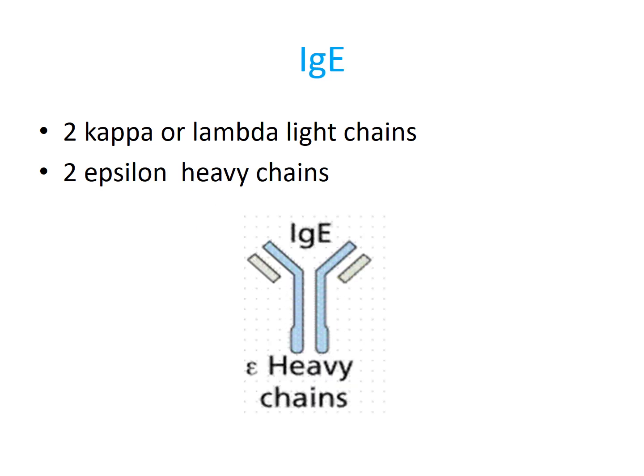IgE is found only in mammals. Again, 2 kappa or lambda light chains along with 2 epsilon heavy chains. IgE's main function is in immunity against parasites, worms in particular, and then it has this unfortunate side effect that it can be part of allergic responses. But an allergic response is a mistake. Its proper function is to deal with parasites.